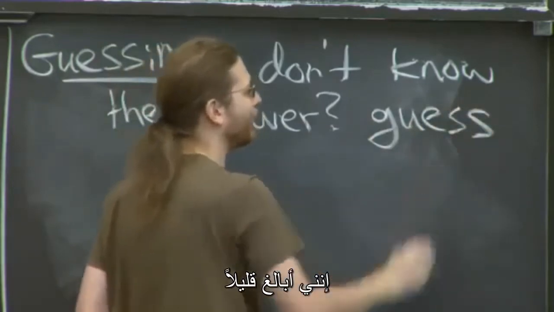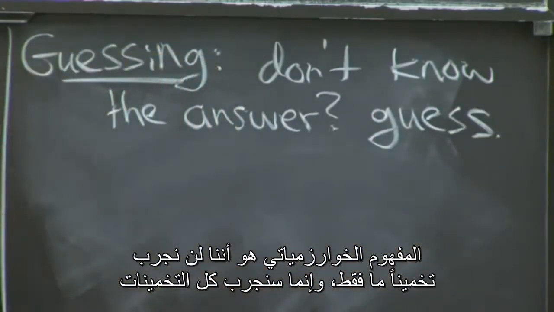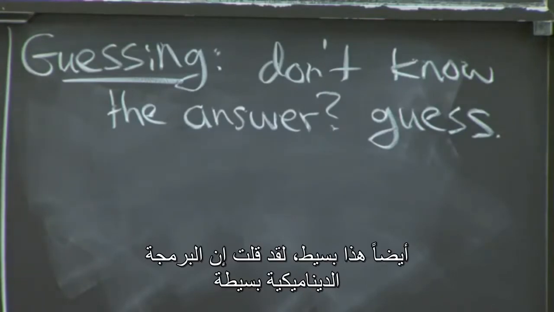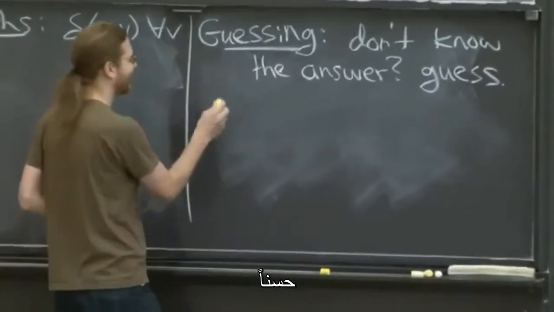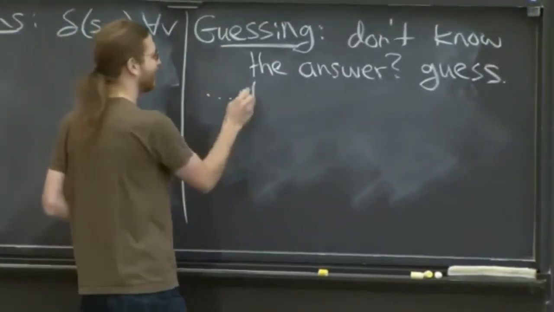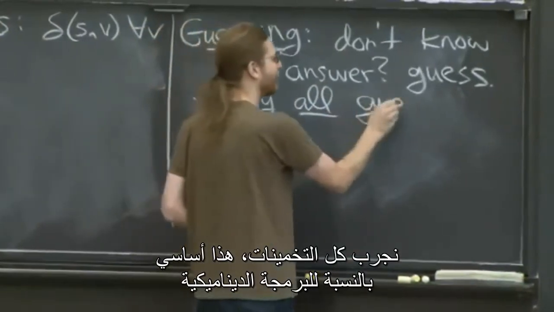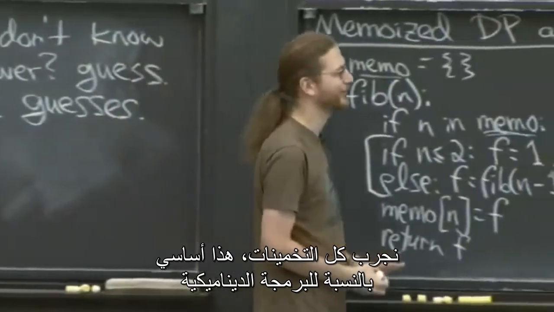Kind of belaboring the point here. The algorithmic concept is don't just try any guess, try them all. Also, pretty simple. I said dynamic programming was simple. Try all guesses. This is central to dynamic programming.